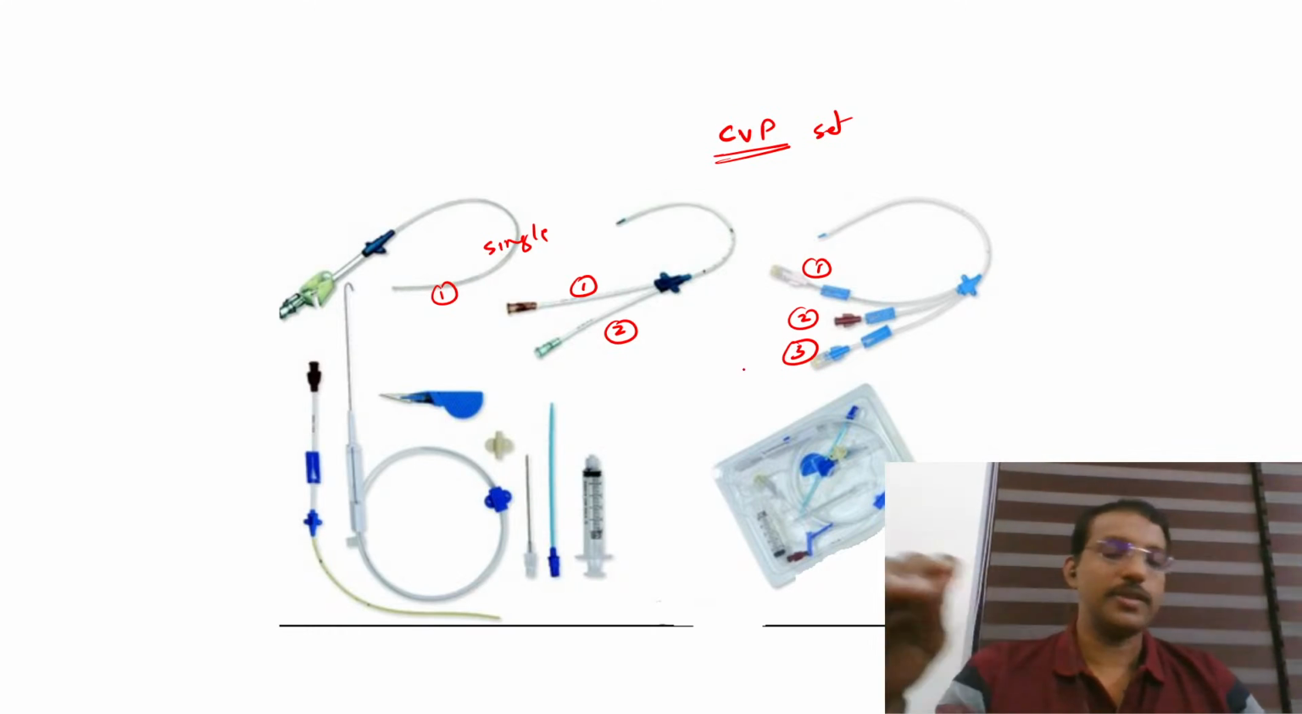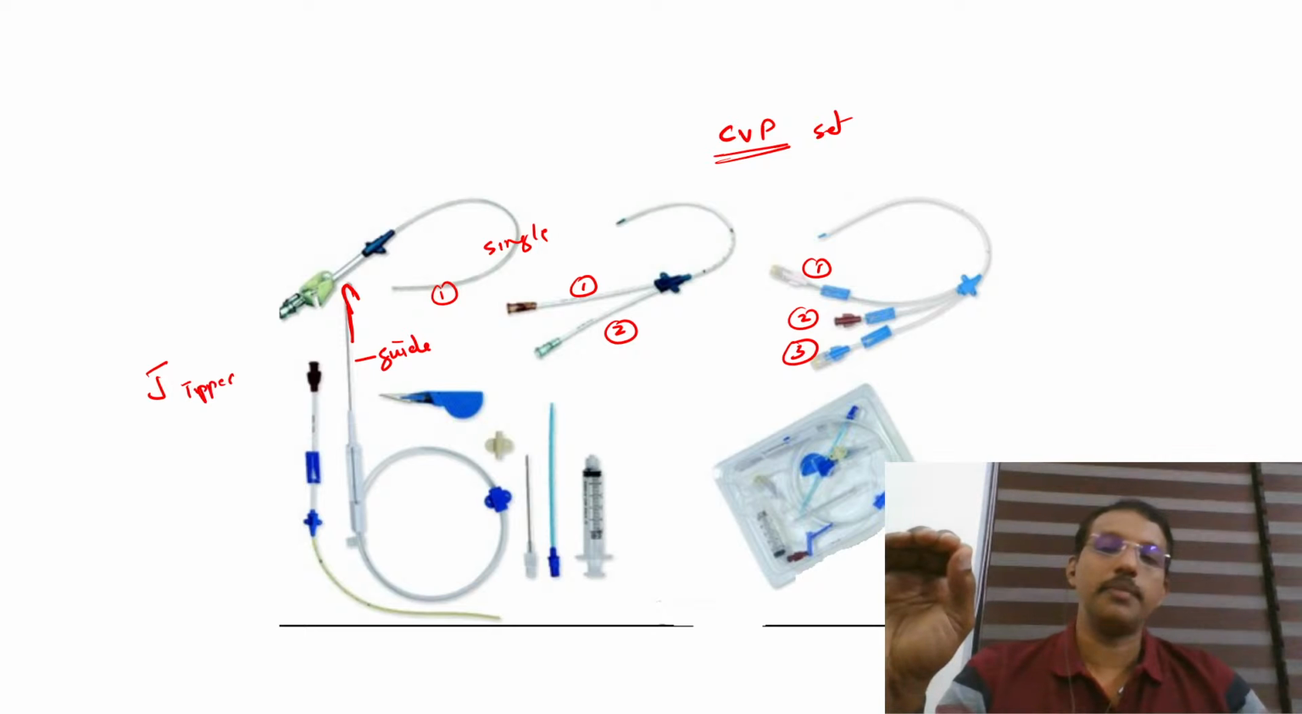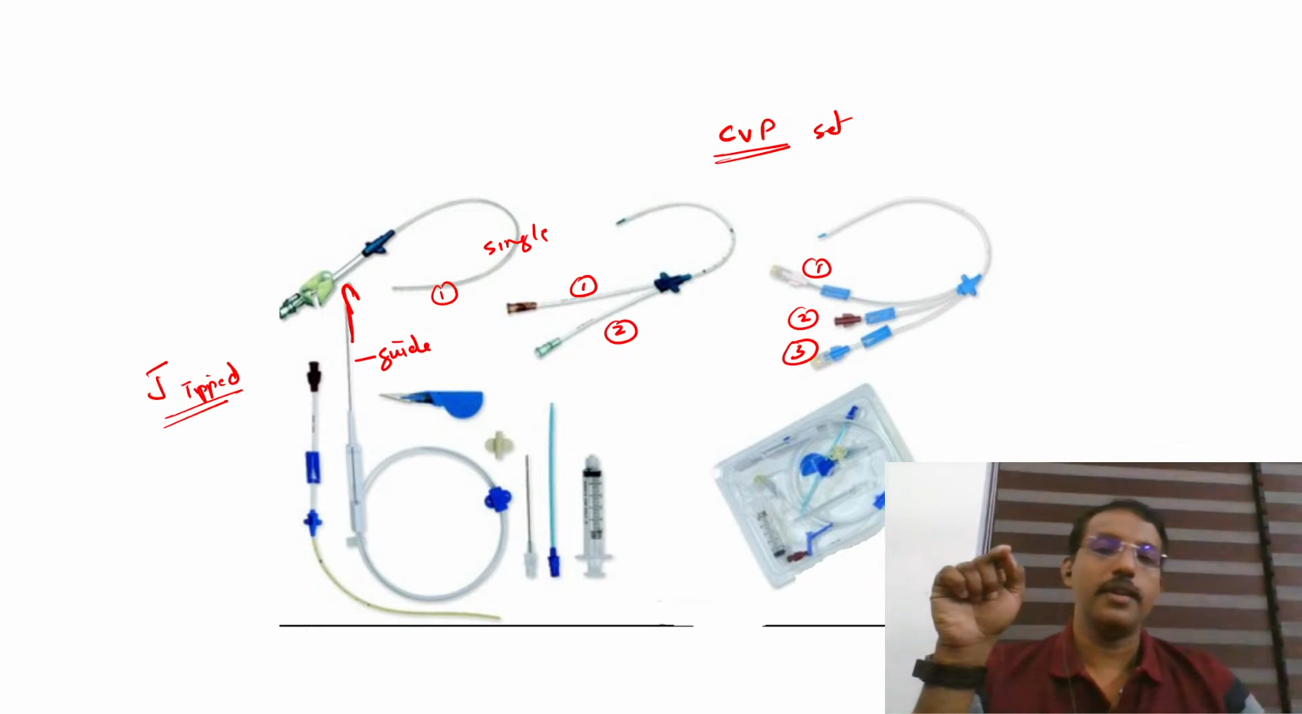Yeah, it is used for central line. Now, the point here what you need to remember is this is a guide wire which you use. And the guide wire has got a curved tip. See, it has got a curved tip. It is called a J-tipped guide wire. So it will not injure the vessel when you pass a guide wire. And the process is known as Seldinger technique.